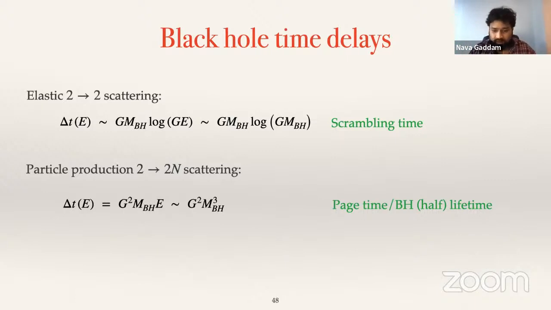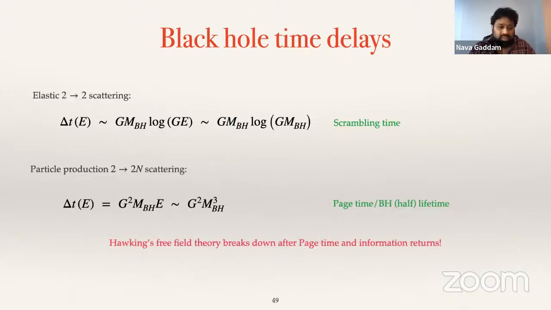In particular, what this means is that if you wait half the lifetime of the black hole, you start receiving information. And therefore, if you assume that the theory is free and you ignore these interactions, you would miss information. So this is a statement that Hawking's free field theory breaks down after Page time, because information starts to come out. The particles that you threw in start to emerge. And we are still in local effective field theory. It's just something that piles up over time, an effect that you otherwise miss.